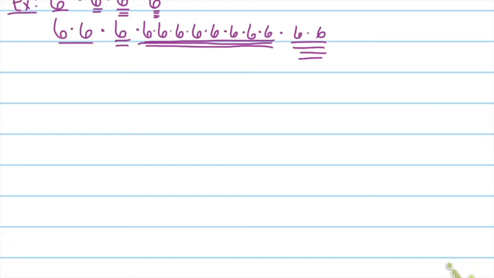And then if I want to condense this back down into exponential form, I just need to take however many 6's there are and raise it to the power of those factors. So again, if I'm counting these, I've got 1, 2, 3, 4, 5, 6, 7, 8, 9, 10, 11, 12, 13. I have 13 factors of 6, so my exponent is 13.